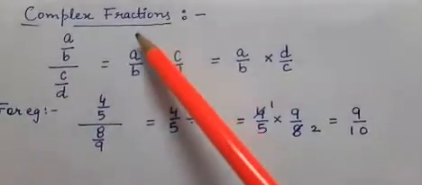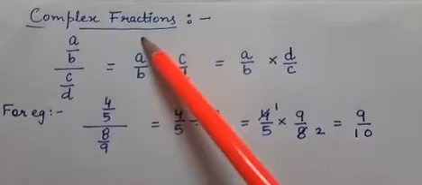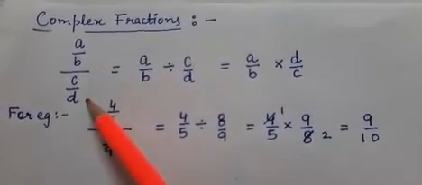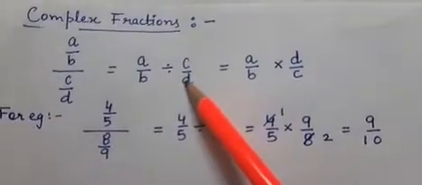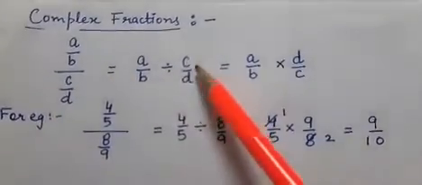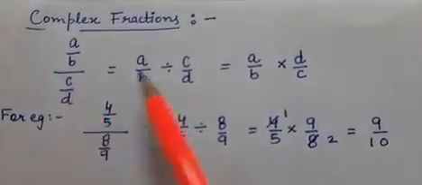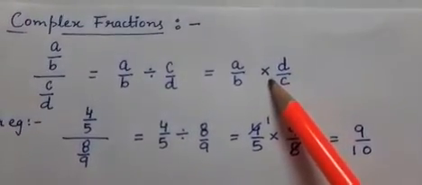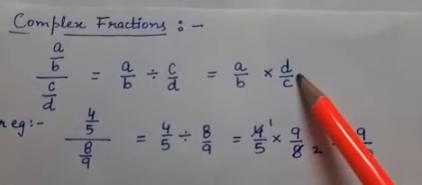Our last topic for today is complex fractions. What are complex fractions? Like a upon b divided by c upon d. This means a upon b divided by c upon d. I have just changed this form into this form. And when I change the division sign into multiplication, I take the reciprocal of the second fraction.